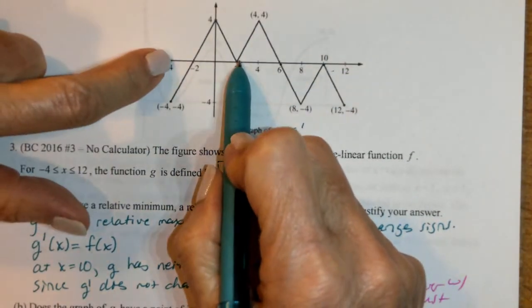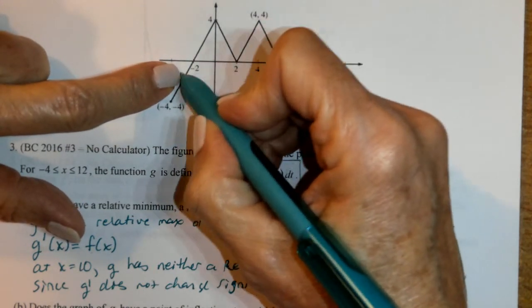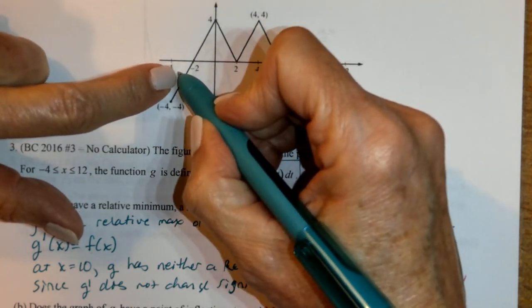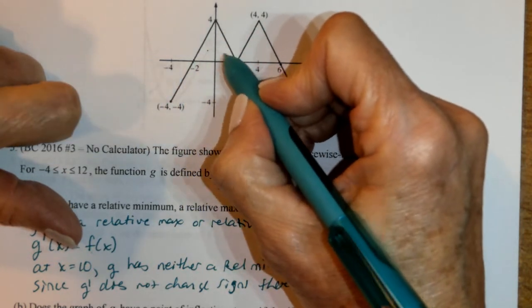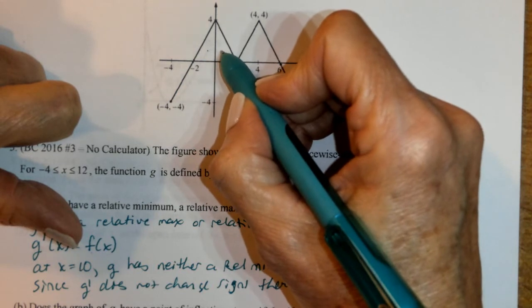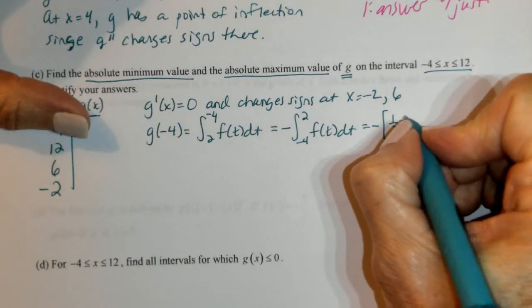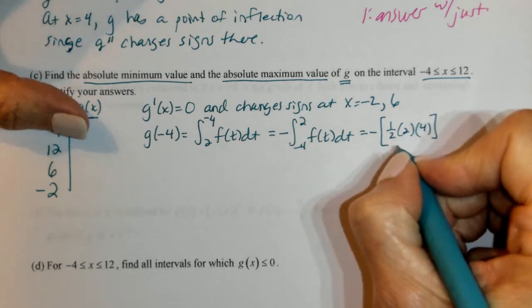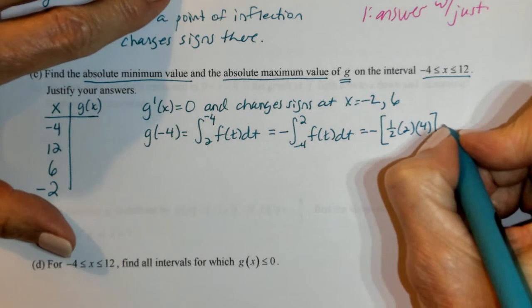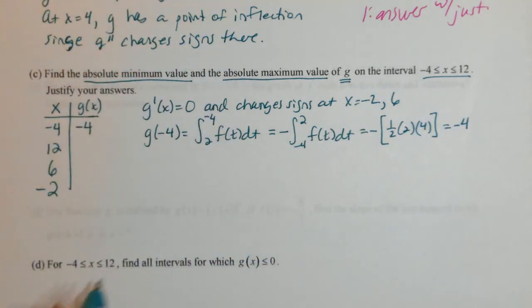I'm looking at that. Well, from -4 to 0, these two areas will cancel each other out, because we're going to have a negative of this area and a positive of this area. So they'll cancel each other out. Then I'm only left with this piece, and it's positive. So positive 1/2 base times height, 1/2 times 2 times 4. I could leave it like that, but since I'm going to be comparing values, I'm going to simplify this. This will be a -4. So when x is -4, g is -4.